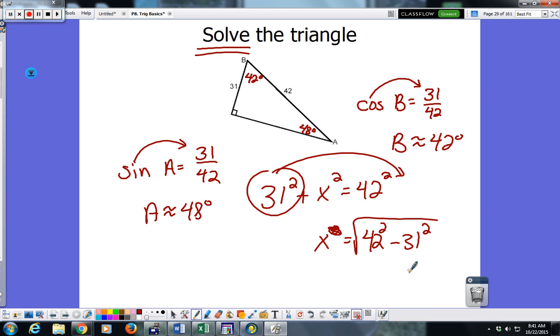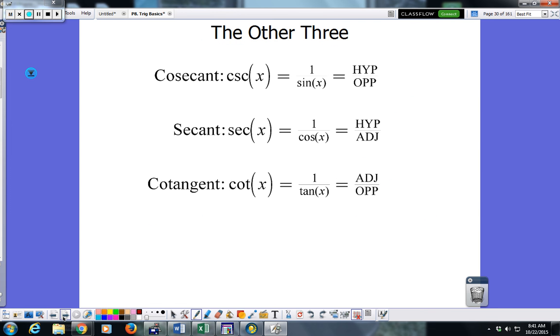anybody, about 28.3. So you've solved the triangle. There's all the missing pieces. Okay, that's what I mean by that. Okay, next up, the other 3.